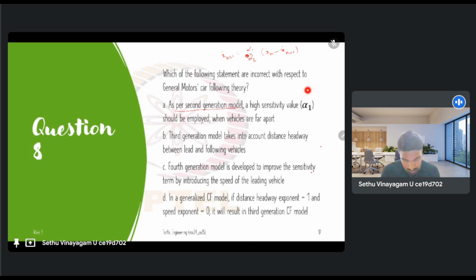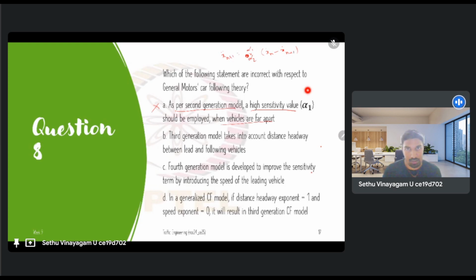And so the statement says a high sensitivity value is used when the vehicles are far apart. So that is incorrect. So high sensitivity is used when the spacing is small, okay? But when the spacing is high, the low sensitivity value will be used. Therefore, A is incorrect. B is third generation model takes into account distance headway between the lead and the following vehicles, and that is correct.